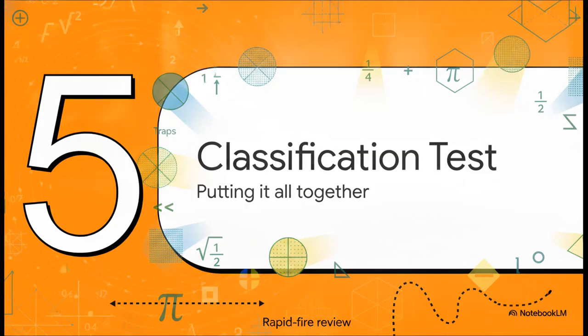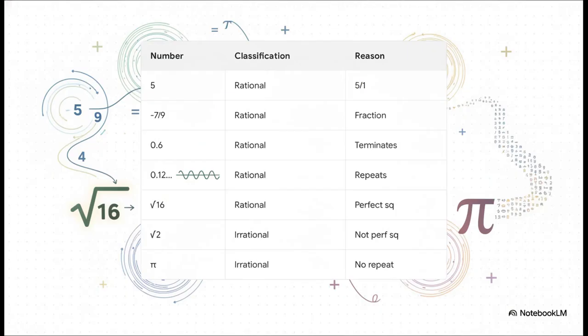Which brings us to Section 5, the ultimate classification test. Okay, we've covered the rules, we've spotted the clever disguises, and we've avoided the traps. Now, what's really interesting about this slide is how beautifully this table maps out literally every scenario you're going to face on a test. Let's rapid fire through this.